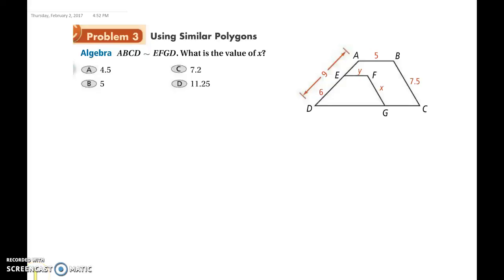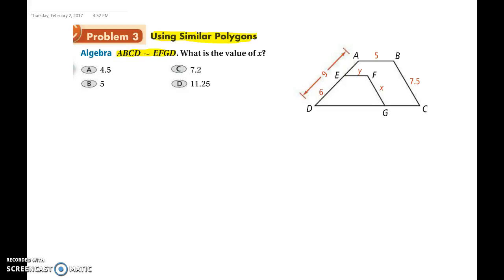Alright, so in this video we are going to be using similar polygons to solve for a missing side. Before, we were given polygons, triangles is what we did before, and we were identifying, are they similar? Now we're going to use the fact that they're telling us that they're similar to then solve for one of the missing side lengths.